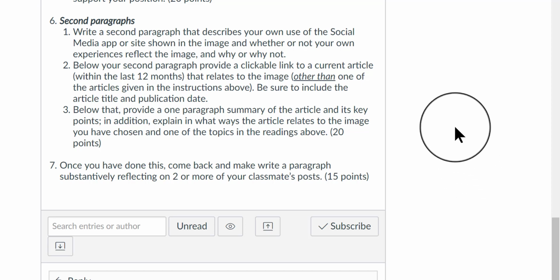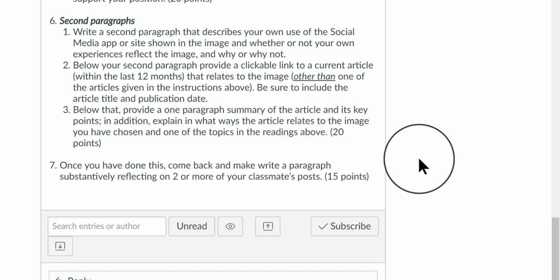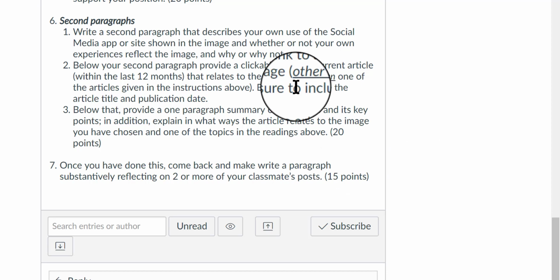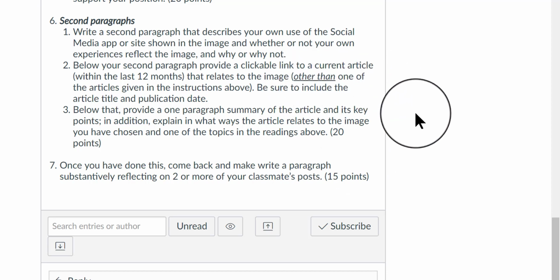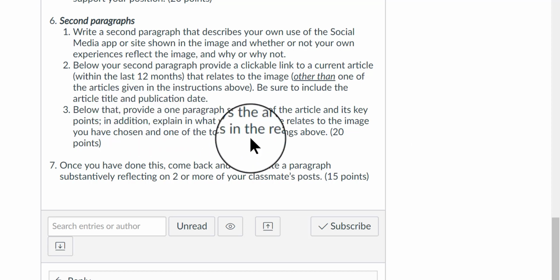And finally, lastly, you're going to write a paragraph or a little bit of a summary. It can just be 3 or 4 sentences of the article that you chose, the one that you found, and include its key points. Read through this.